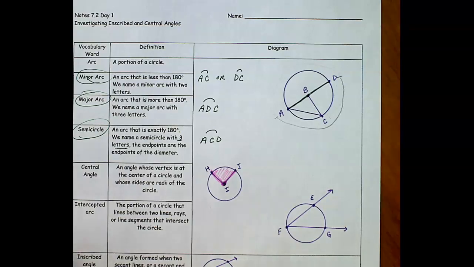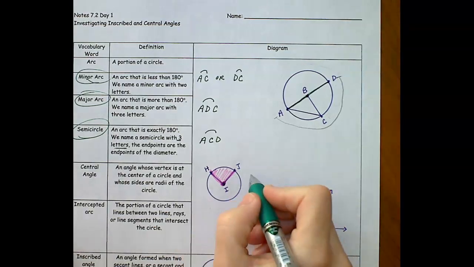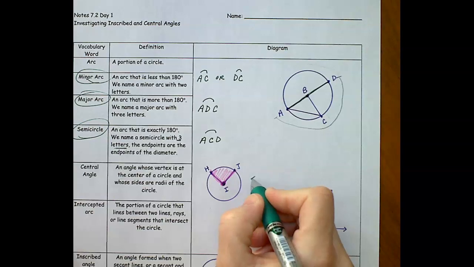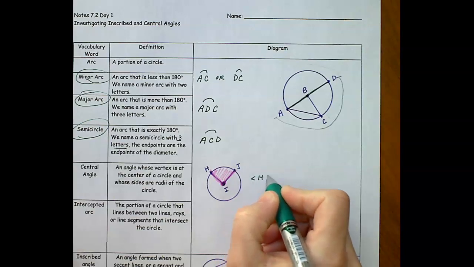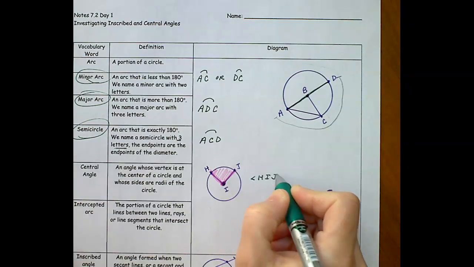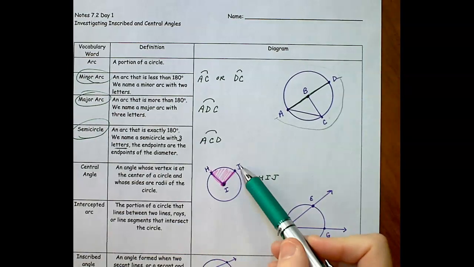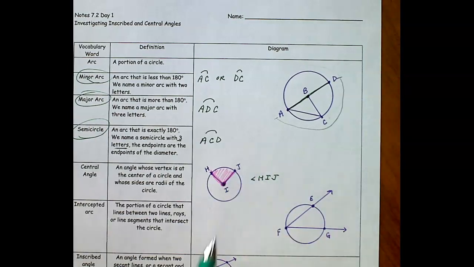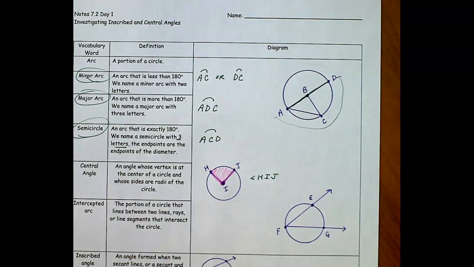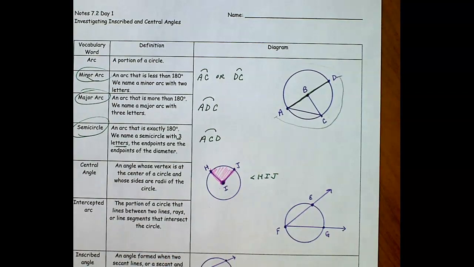So to name this guy here, we would just call it angle HIJ, or we could call it angle JIH, either one. Just know that the vertex of the angle is smack dab center of the circle.